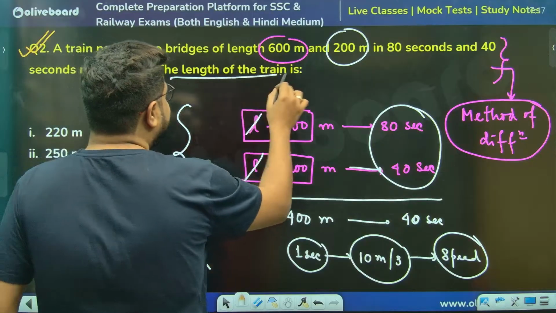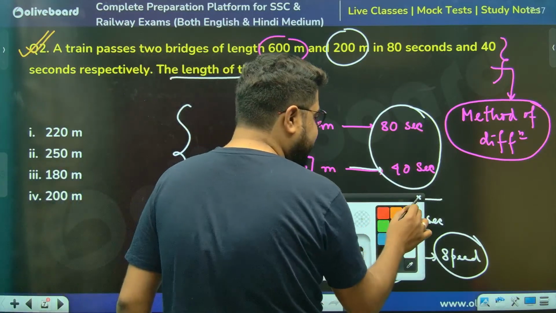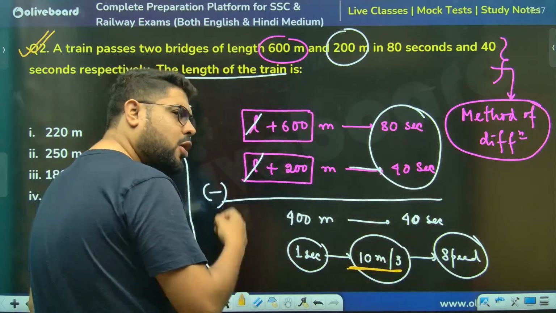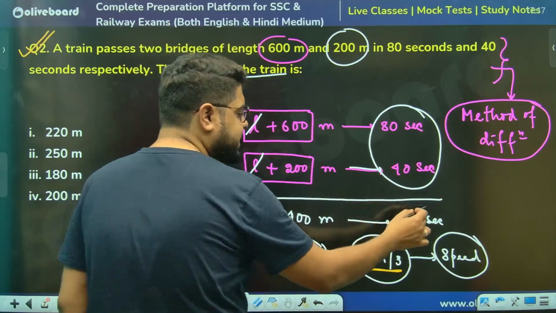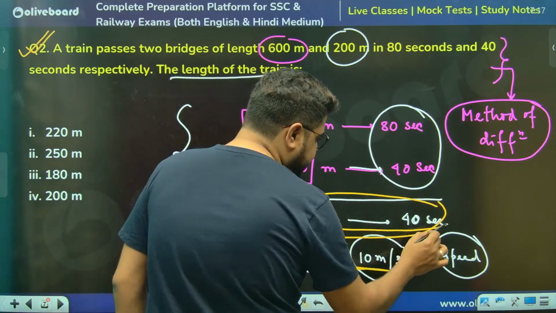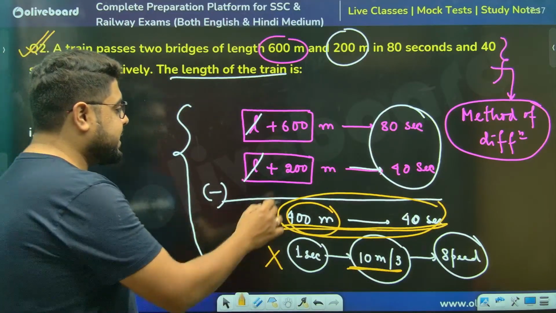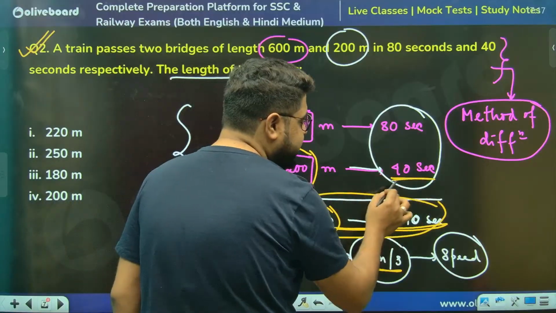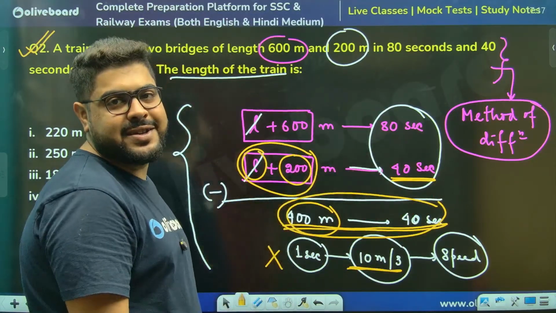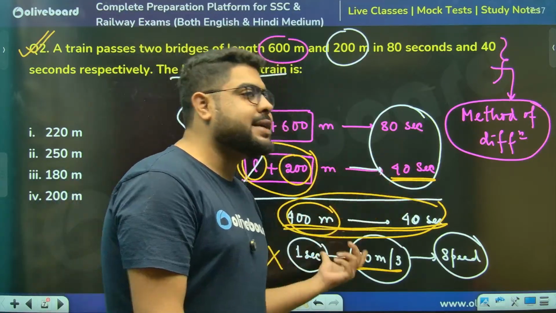Now, length of the train, sir. It's very simple. You don't need to do anything, sir. We don't even need this. In 40 seconds, the train goes 400 meters. That is exactly this distance. Meaning its own length plus 200 meters, it goes in 40 seconds. And I know the total distance it can go in 40 seconds is 400.